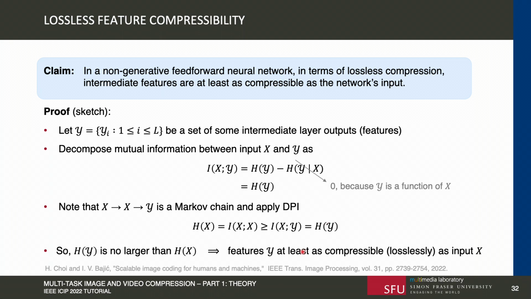So overall, we conclude that the entropy of Y, the features, is no larger than the entropy of X, which is the input. And that's true not just for any one layer, but any collection of intermediate layers in the network.